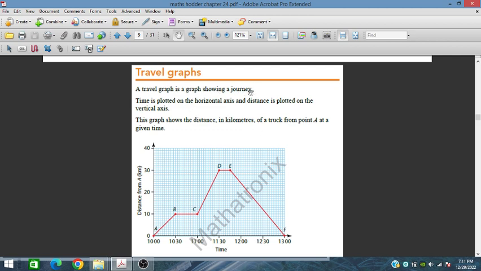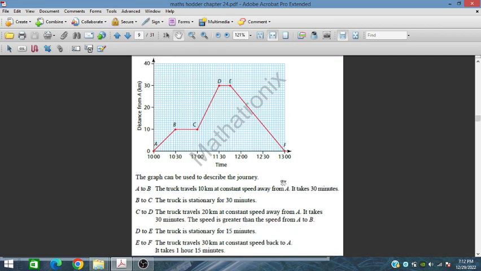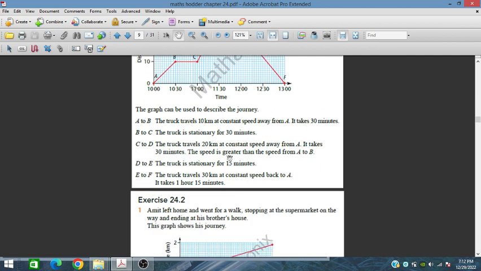A travel graph is a graph showing a journey. Time is plotted on the horizontal axis, and on the vertical axis we plot the distance travelled. This graph shows the distance in kilometers of a truck from point A at a given time. The truck is moving, covering distance in a particular time. This is the information used to describe a journey.